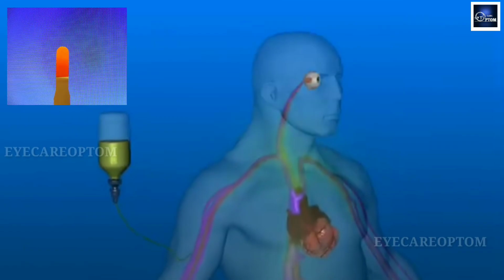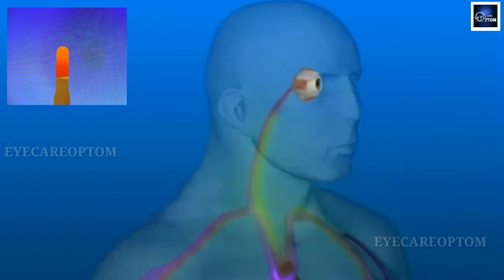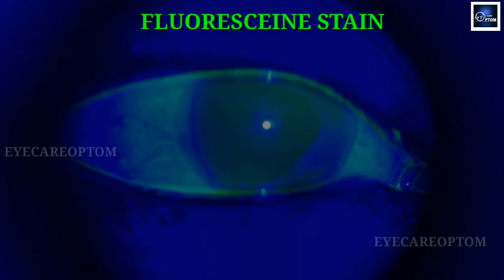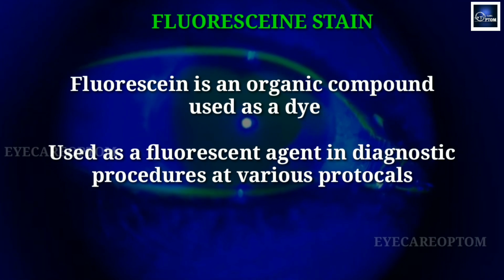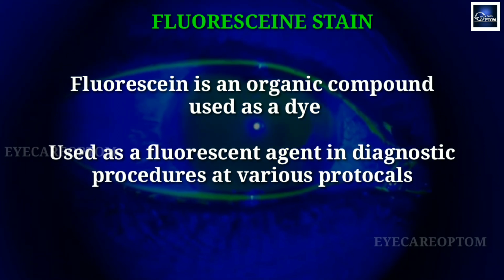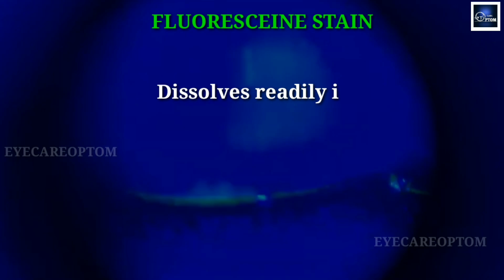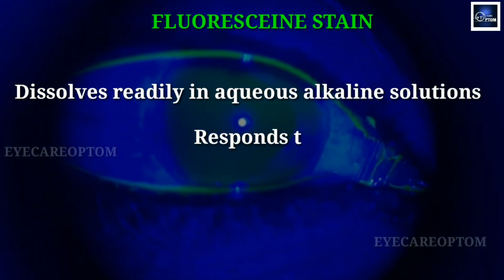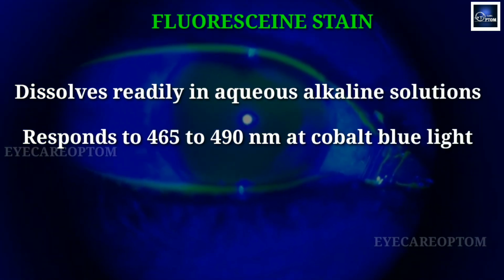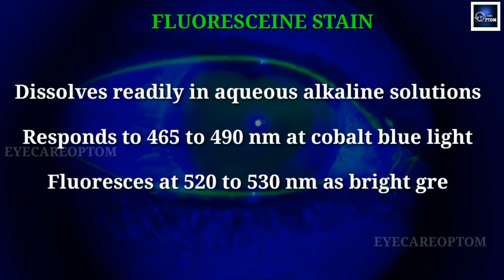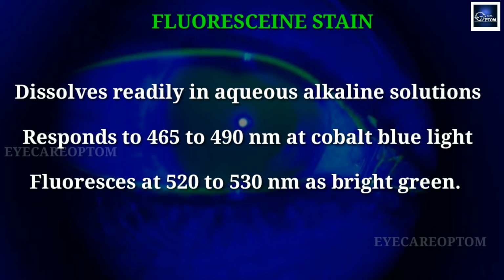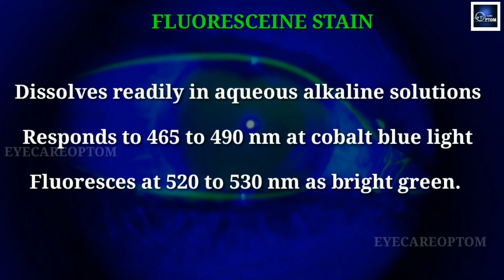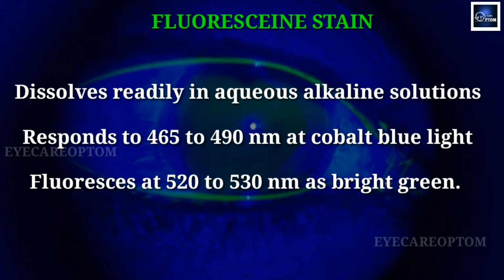So today I'm going to discuss how fluorescein works. Fluorescein is an organic compound used as a dye, particularly as a fluorescent agent in diagnostic procedures. Basically, fluorescein sodium dissolves readily in aqueous alkaline solution, responds to 465 to 490 nanometers at a cobalt blue filter, and fluoresces at 520 to 530 nanometers as a bright green.